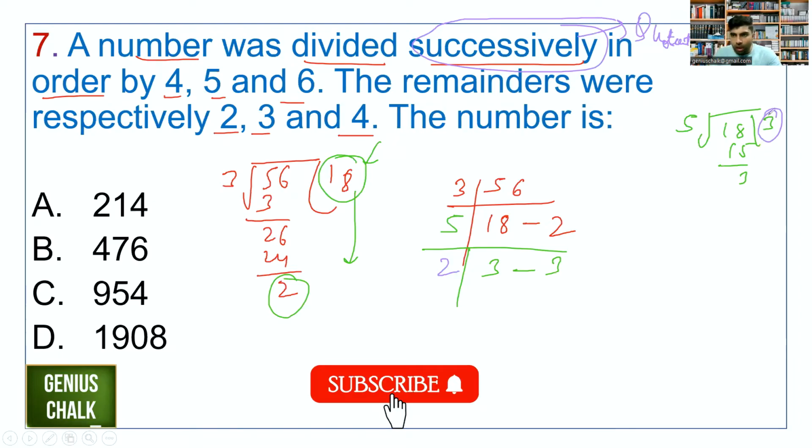Okay, so now we have a question. If I divide this 3 by 2, so 2 ones are 2 and 1 is left. So this is called successive division, where you have divided the number by 3 and you have got a quotient 18. Now you are dividing the quotient by 5.